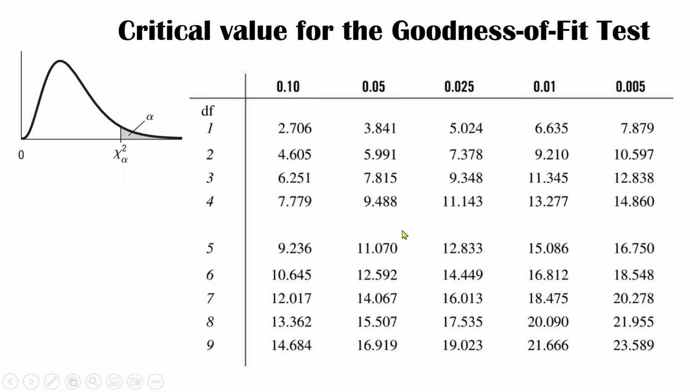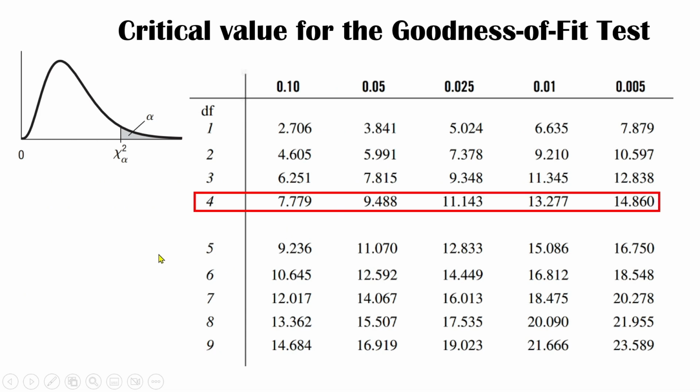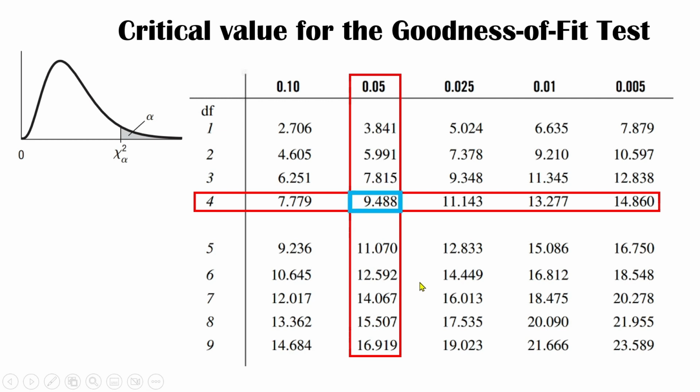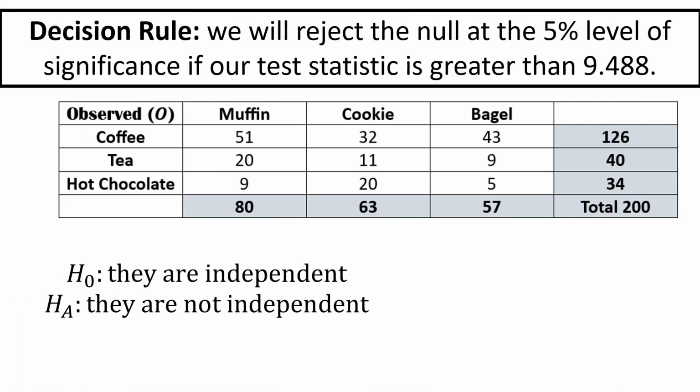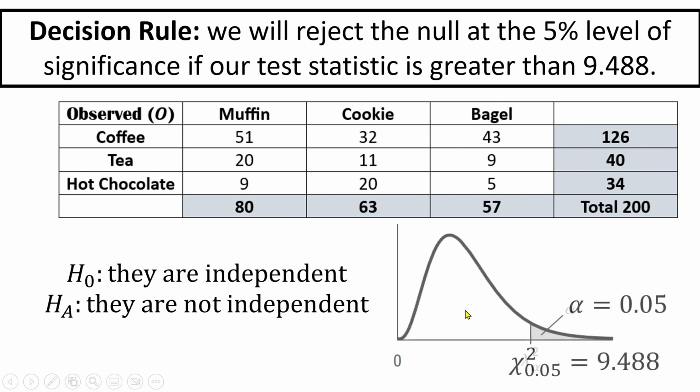And so we need to look at the chi-squared table. We look at 4 degrees of freedom. If we want a test at 5% level of significance, we look at that column, and we can see that our critical value is 9.488. And so that gives us our decision rule. We will reject the null hypothesis at the 5% level of significance if our test statistic is greater than 9.488. And so we can draw a picture for that. If our test statistic falls to the right of this critical value, we will reject the null hypothesis.